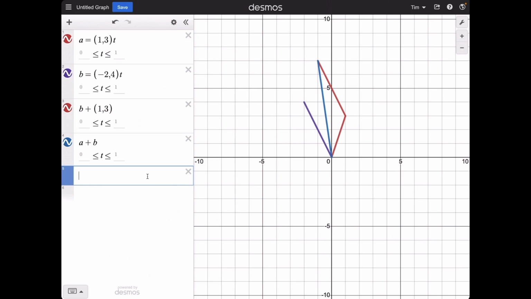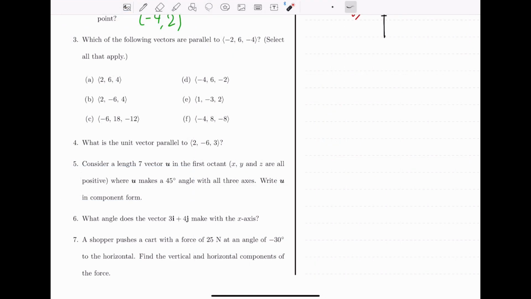If we think about the last part of the question that we answered, where we had the initial point at negative 2, we can simply add the point negative 2 to the vector b, and there we have the vector b starting at negative 2, so we can see there that our terminal point is negative 4, 2. So it's fairly simple to draw two-dimensional vectors using Desmos. Take a look at example 3.